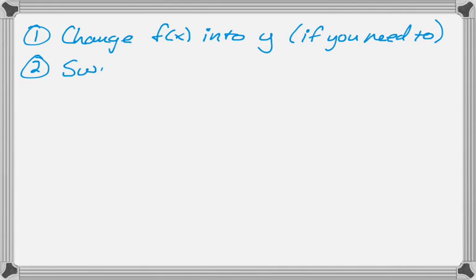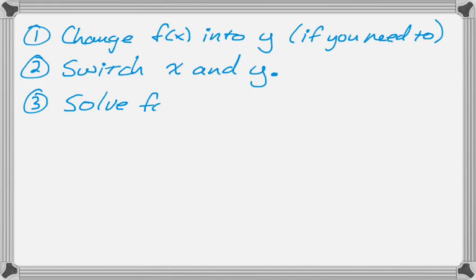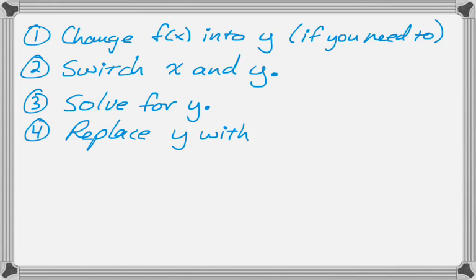The next thing you want to do is switch x and y. We're going to do some examples, but that literally means switch x and y. So every y becomes an x, every x becomes a y. Then you're going to go through and solve for y. Sometimes that's easy, sometimes it's a little more challenging, and we're going to do examples of both. And then finally, you're going to replace y with f inverse of x if you're using function notation.